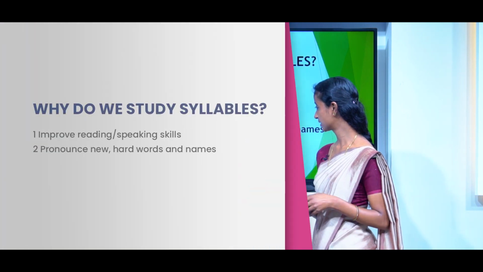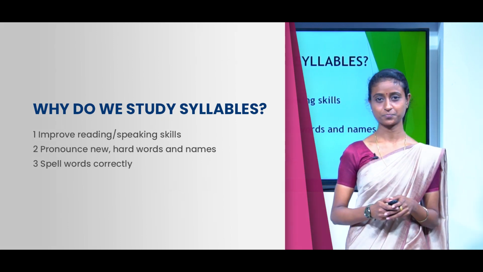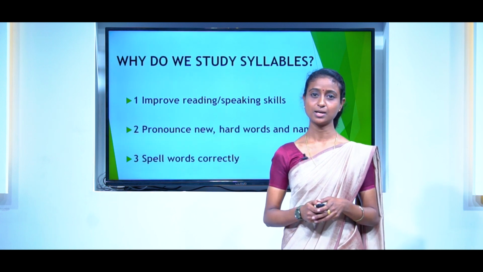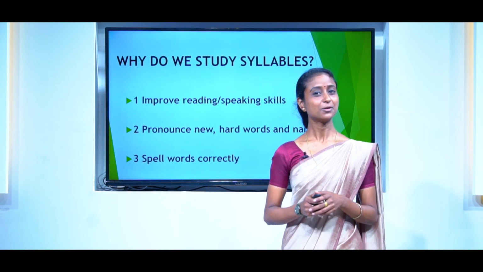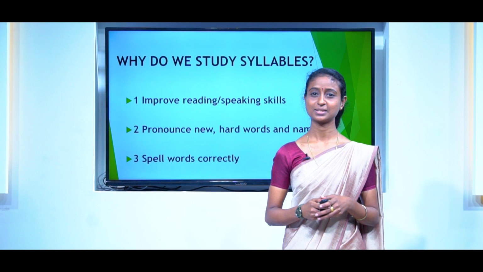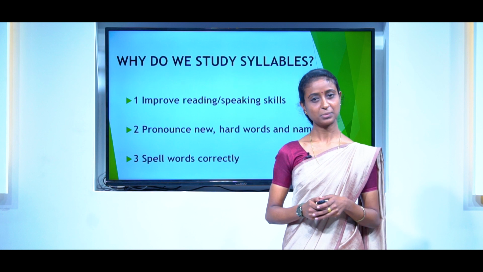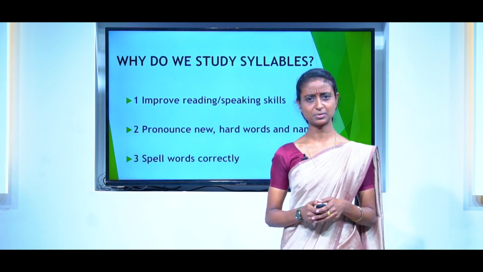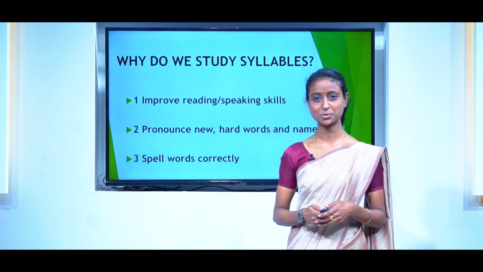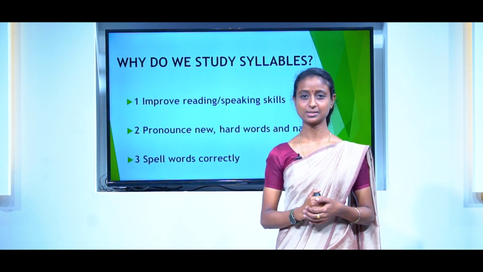The third objective is knowledge about syllables will help you to spell a word correctly. That is, breaking a word into its syllables will help you to understand the silent letters in a word. For example, Wednesday. What is the spelling of the word Wednesday? W-E-D-N-E-S-D-A-Y. But when we pronounce this word, do we ever pronounce the sound D in it? No. Why? Because it sounds bad. We already mentioned that a syllable is a combination of vowel and consonants.